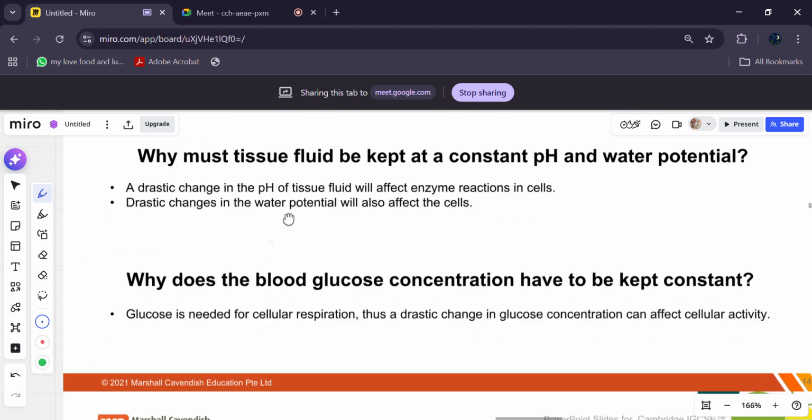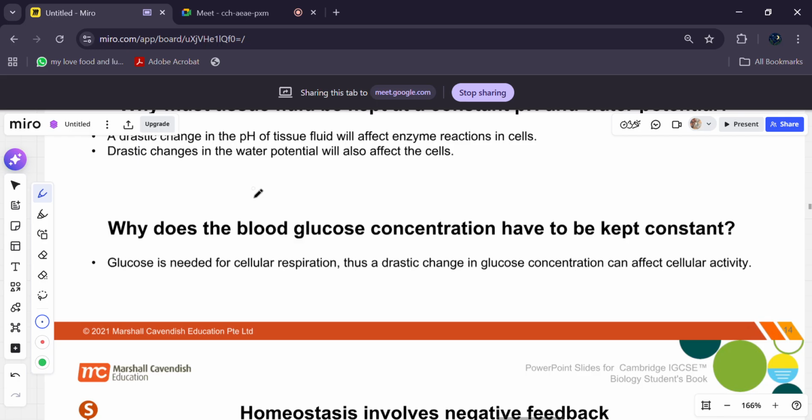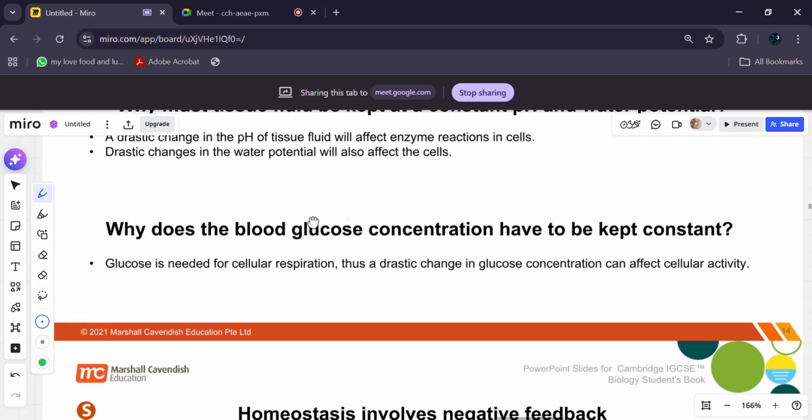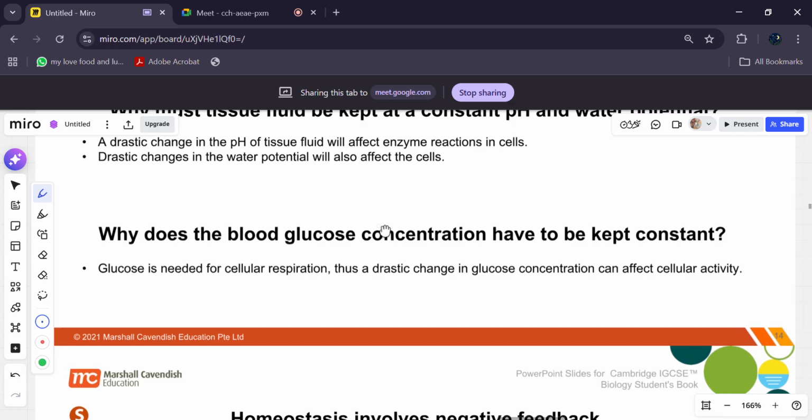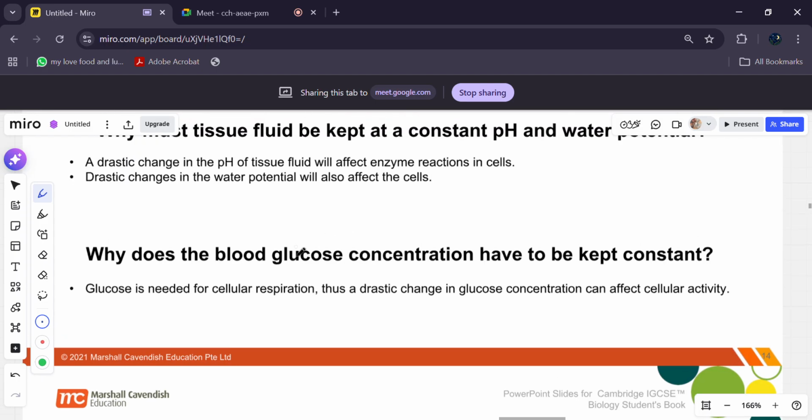And why does blood glucose need to be kept constant? Well, the body cells need glucose for cellular respiration, and cellular respiration provides the cells with energy to perform their vital activities. So a drastic change in the blood glucose concentration can be very dangerous.